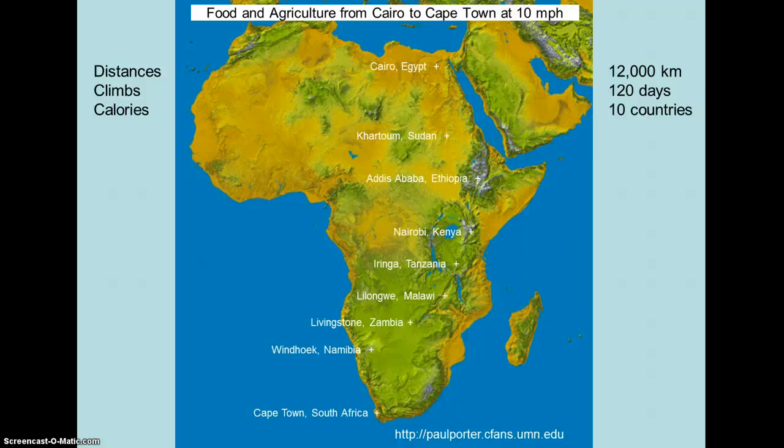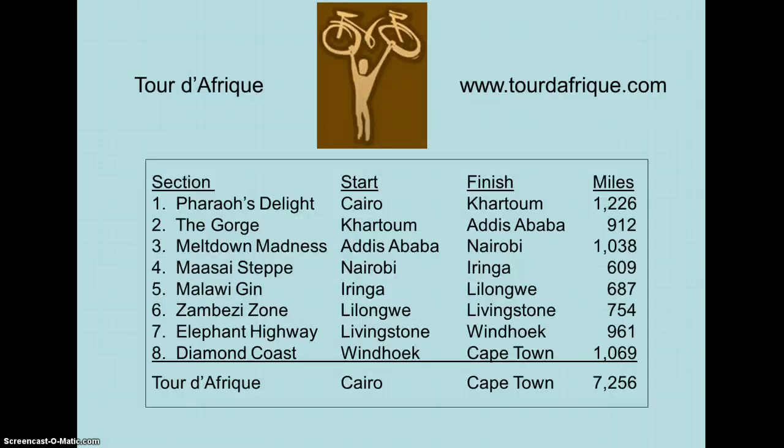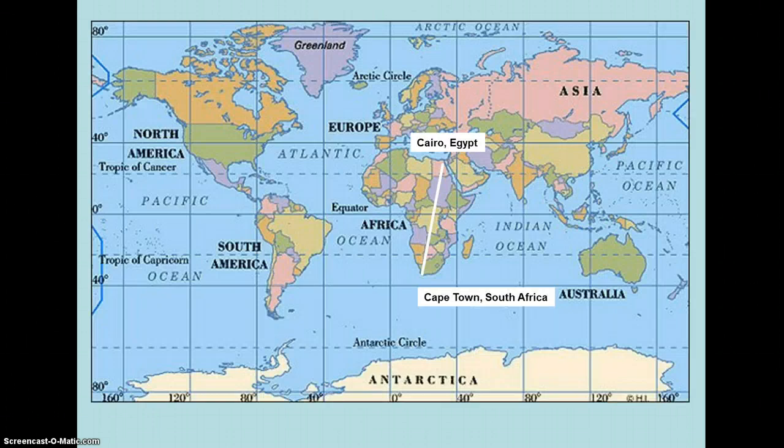Welcome to this short presentation on the 2009-2010 Tour d'Afrique. This presentation will discuss the distances, the climbs, the calories as we traveled from Cairo to Cape Town. This was with Tour d'Afrique, and the tour breaks the ride into 8 different sections that are listed here. The total distance ridden on a bicycle was about 7,200 miles.